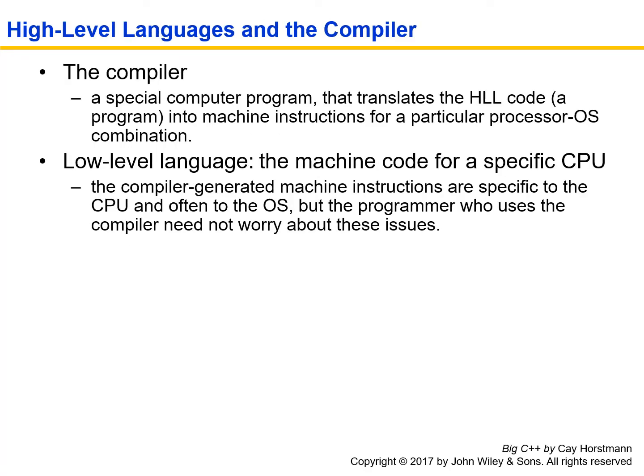Okay, so that kind of explains what a compiler is. It's a special computer program that translates your high-level language into machine instructions for one particular processor OS combination. You might have several compilers installed on your computer if you're developing cross-platform software. A low-level language then is the machine code for a specific CPU and often a specific OS. But the programmer who uses the compiler doesn't really need to worry about those issues unless you're looking at distributing your software to lots of different people.